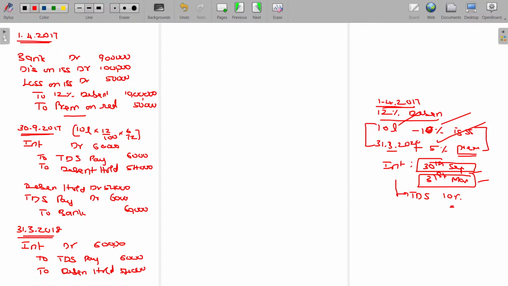Due entry is passed. Now I have to pass a payment entry. Debenture holders account debit 54,000 and TDS payable account debit 6,000, to bank 60,000. The debenture holders' bank account gets credited with 54,000 and the TDS account with 6,000.